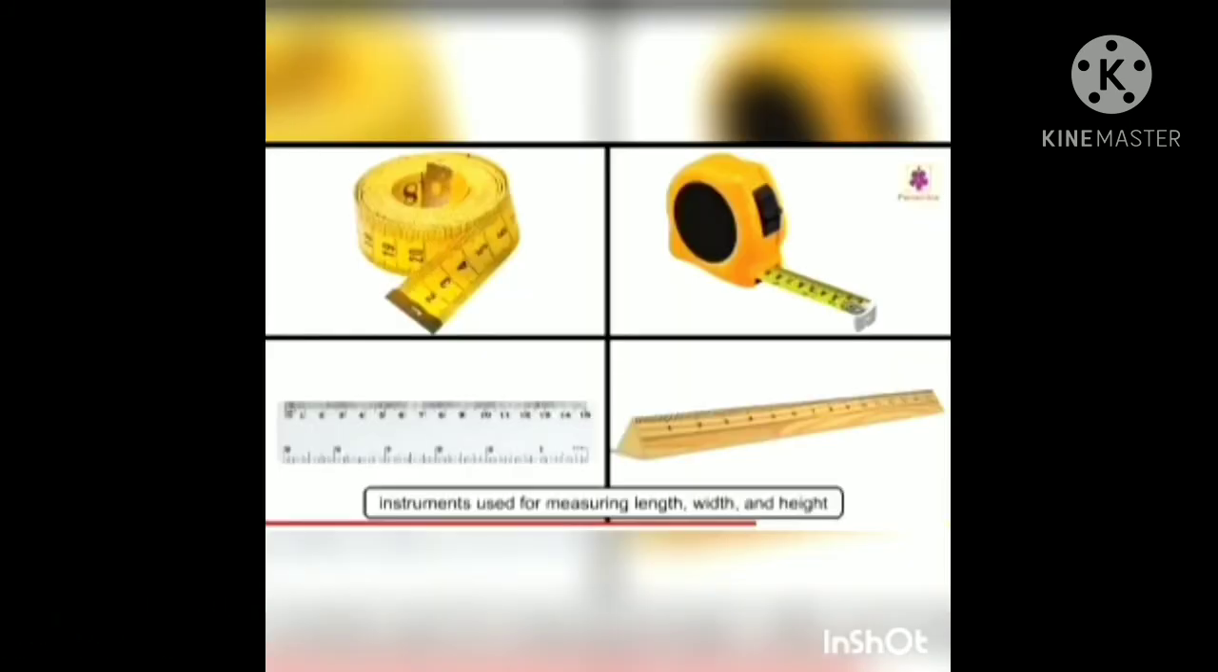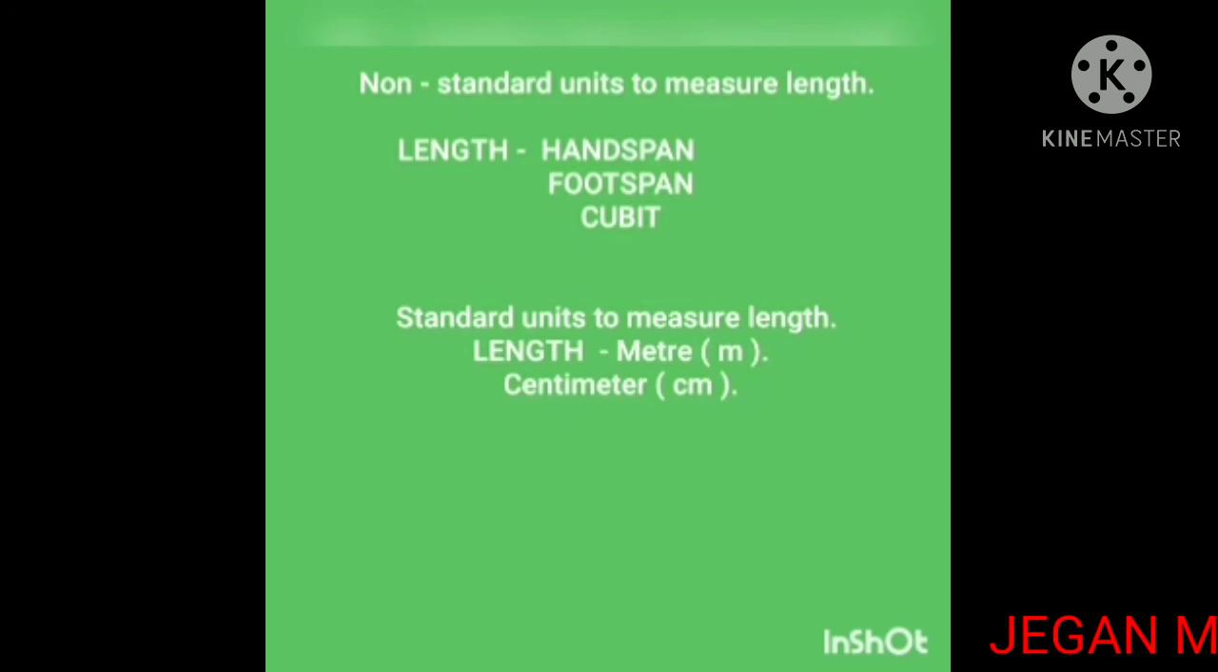These instruments are used to measure length, width and height. Small scale, long scale and inch tape are given here. These are standard units used to measure the length. Non-standard units to measure length: hand span, foot span and cubit. Am I right, kids? And standard units to measure length: meter and centimeter.